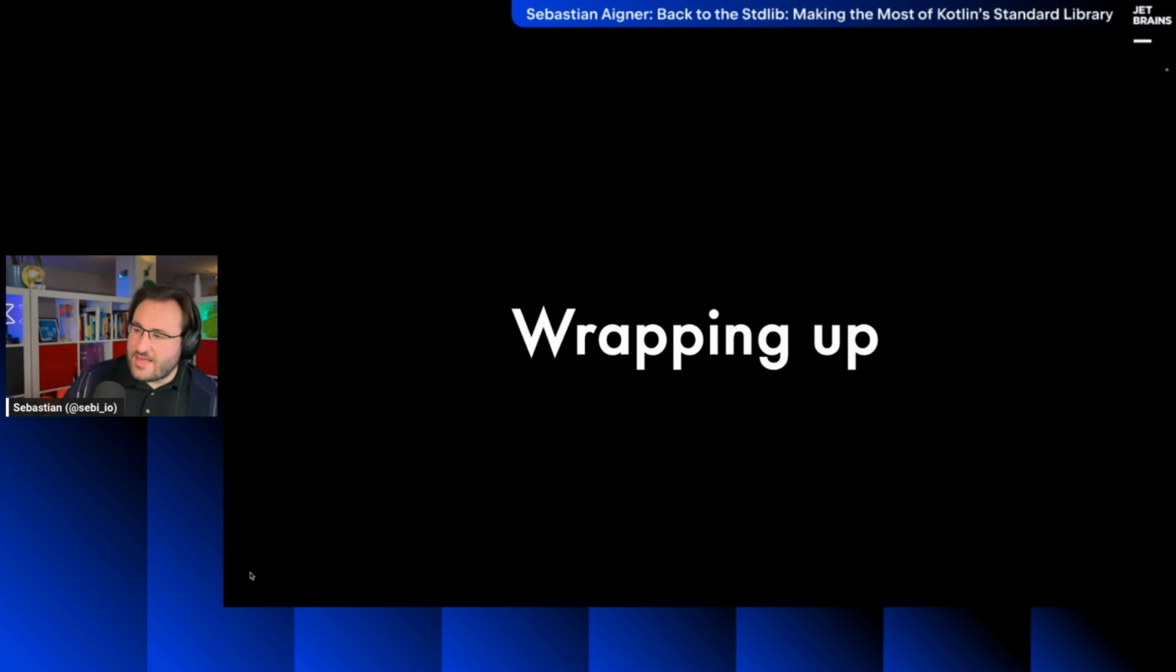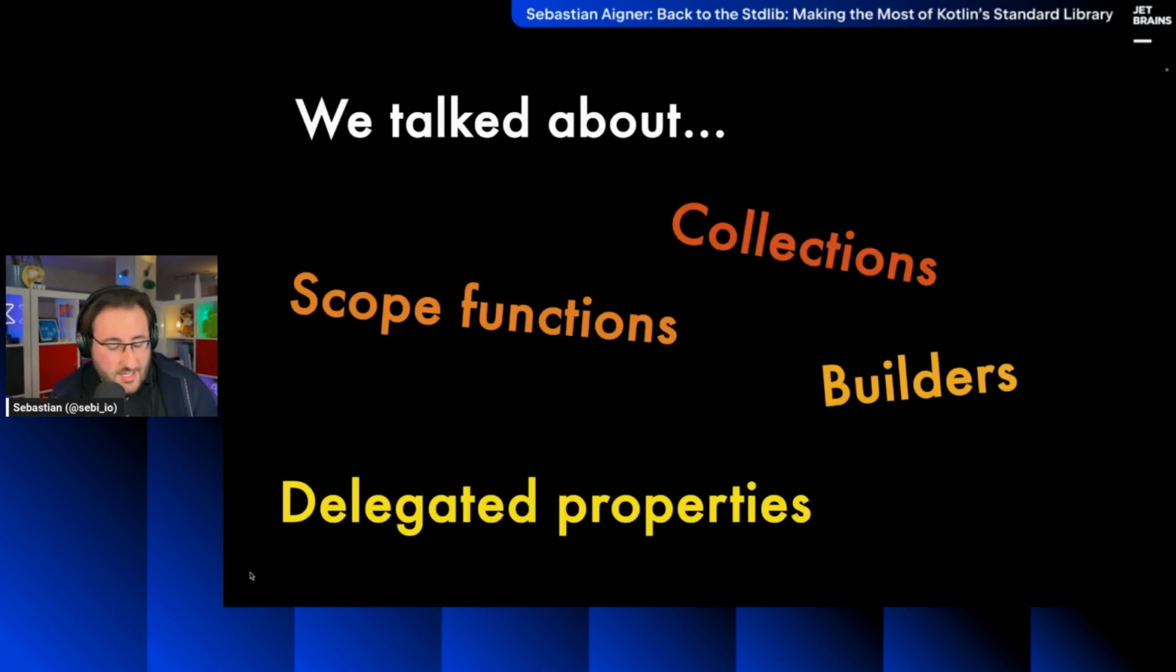Wow. And with that, we have concluded what has truly been a whirlwind tour of some of the things that I thought were kind of interesting to look at in the standard library that go a little bit beyond the basics. We talked about collections, scope functions, builders, and delegated properties. And I think we saw a couple of very interesting things here, right?